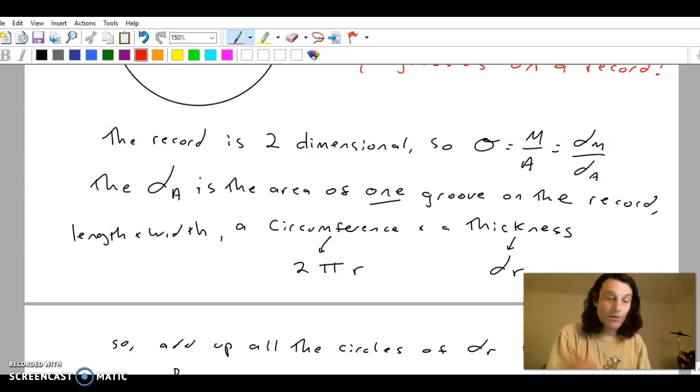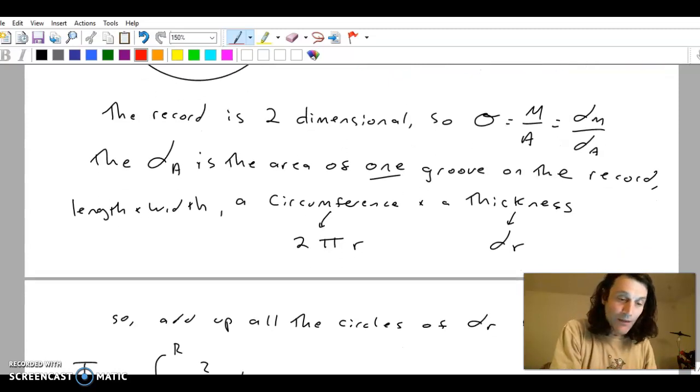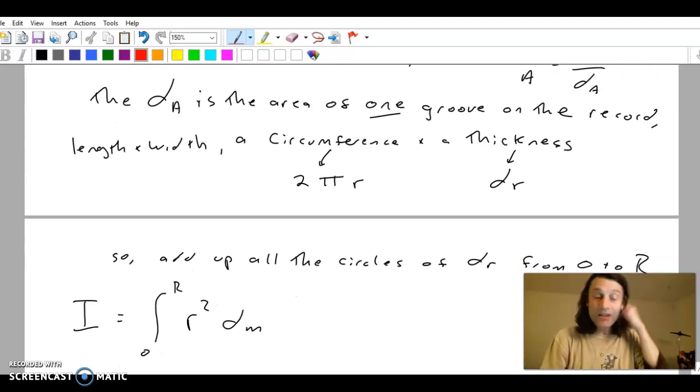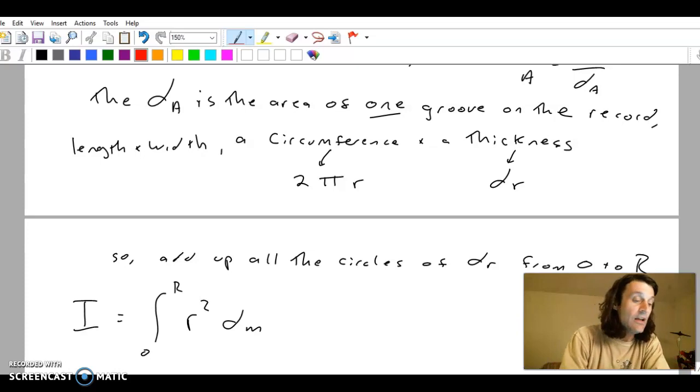The length is its circumference. The width is the thickness of that Sharpie pen ink, or the thickness of one of those grooves, which is a very, very small thickness. That's why that's the differential quantity. So we add up all those little circles from 0 all the way outward to r. Remember the formula we always start with, r squared dm, the integral, and our bounds are from 0 to r.